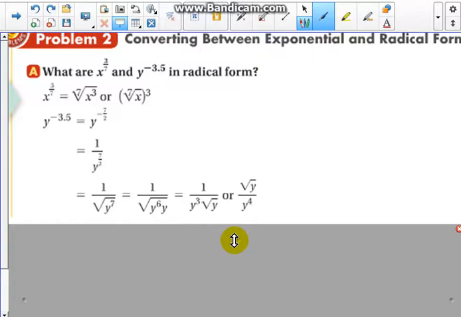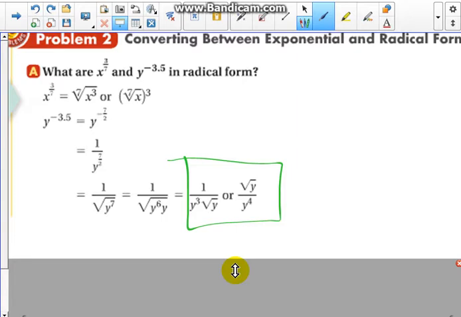1 over the square root of y to the 7th, which we can break up to 1 over the square root of y to the 6 times y, and that means we can take out our y cubed here, times radical y. So these are the 2 answers that are acceptable. Okay, either way, and we're going to pause here.